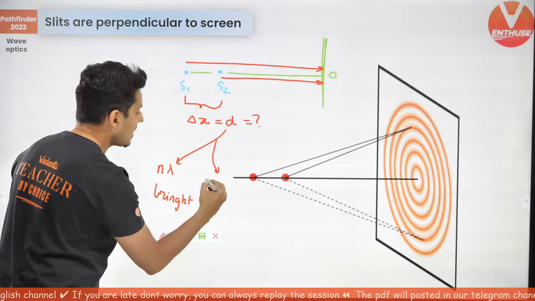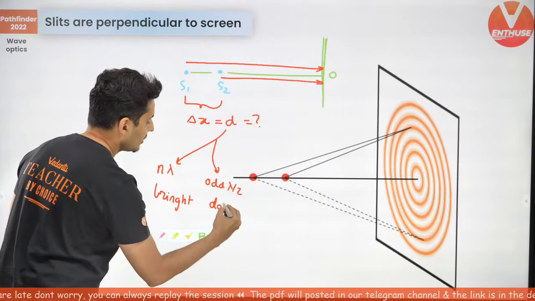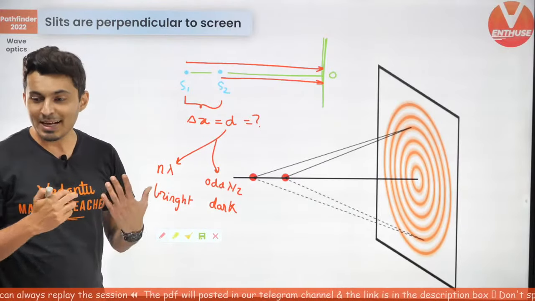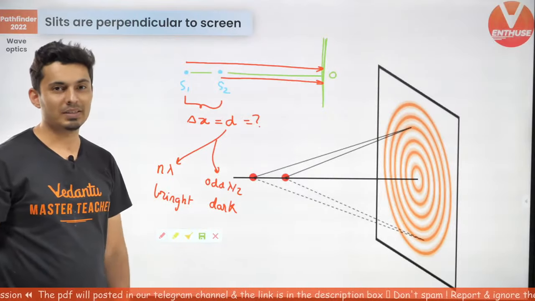But what if it is odd times of lambda by 2? Then it will be dark. And what if it is something else? It will be neither bright nor dark. That means the answer is it depends on the distance between the 2 slits.